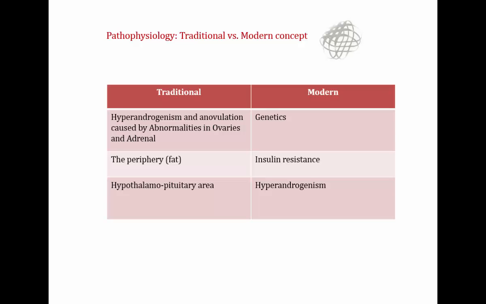This is the pathophysiology, in comparison between the traditional and modern concept. It was traditionally believed that hyperandrogenism and anovulation were caused by abnormalities in the ovaries and adrenal. But now genetics is explored, and scientists are trying to find out the genetic basis of this disease. Earlier it was thought that obesity is the cause of PCOS, but this is not the cause. Rather, today insulin resistance is being researched. Then the hypothalamo-pituitary area was more under consideration, and now hyperandrogenism is considered more.